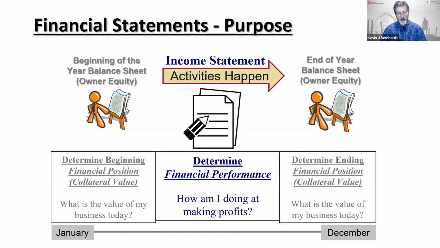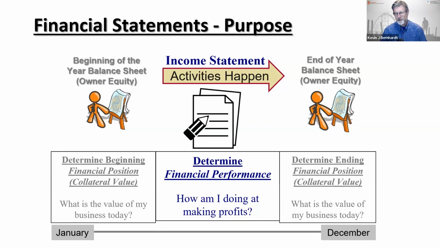If we have good financial performance, which is what the income statement shows, then the ending balance sheet will be better than what the beginning balance sheet was. If we have poor financial performance during the year, shown by the income statement, then the ending balance sheet, unfortunately, will be worse than what the beginning balance sheet was. So the financial statements are linked in this way.